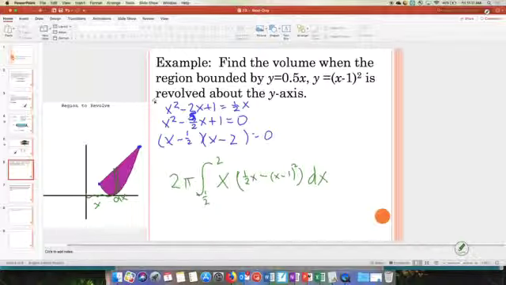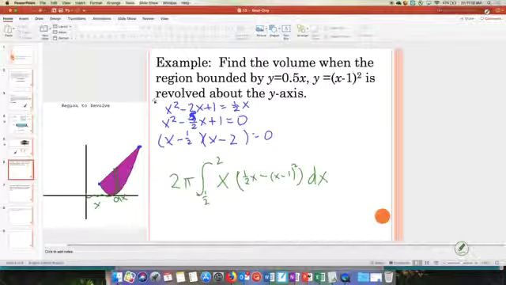Would you even be able to do dy because it would run into the same function at the bottom of x minus 1 squared? If we did dy, we would have to solve for x here. So you would have x minus 1 equals plus or minus square root of y. So x equals 1 plus or minus square root of y. So this is 1 plus square root of y, and this is 1 minus square root of y. And it's a mess, right? So being able to keep it in terms of x and use the shell method helps us a lot.